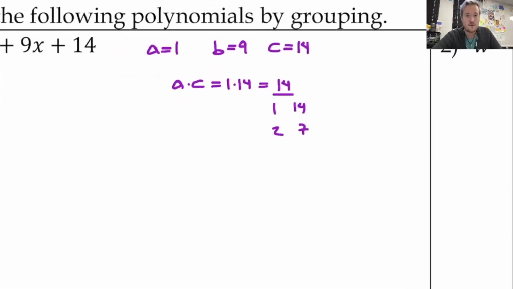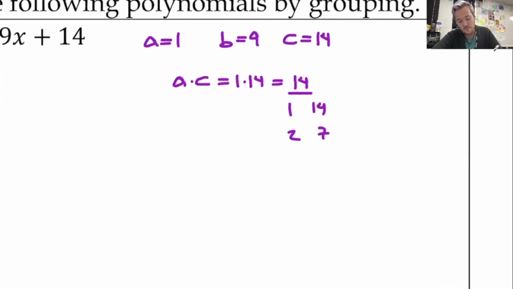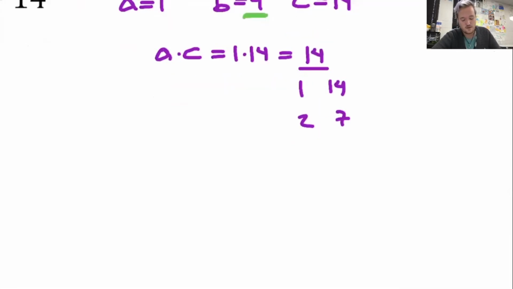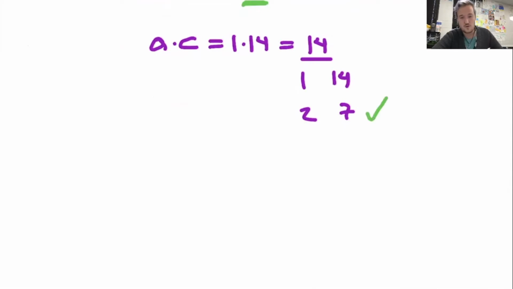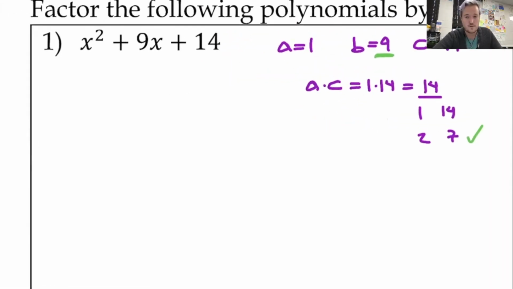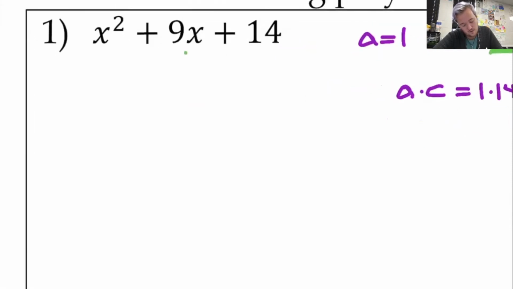Now remember, I want to find the numbers that are going to add up to your B value. So I want them to add up to 9. So I want 2 and 7. 2 and 7 are the factors I'm going to use. All right, so now I'm going to split the middle. This 9x right here is going to split into 2 and 7.